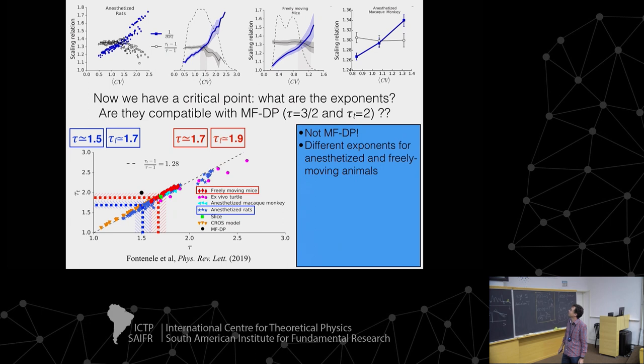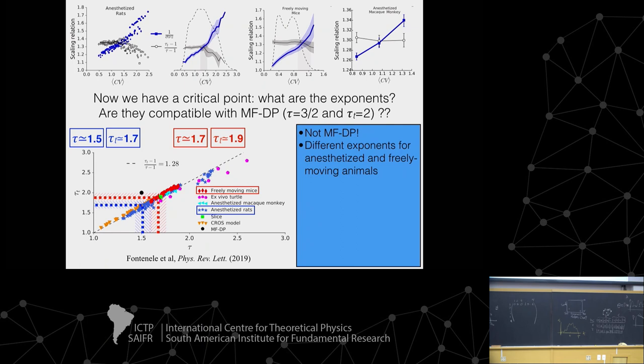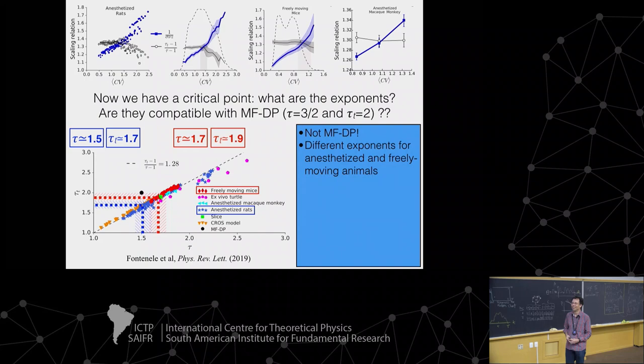You get different critical exponents for anesthetized and freely moving animals. That's okay. I'm okay with that, because after all, one is one kind of system, a non-anesthetized animal, and the other is a different kind of system, a urethane anesthetized animal. It could be different phase transitions. Yes. No, we work with rats, and they work with mice. For a fish, they look the same, but they are not.